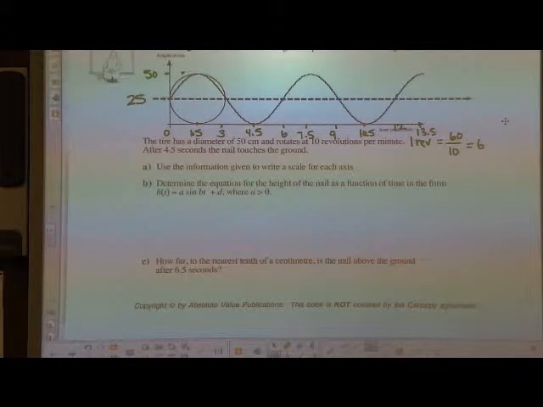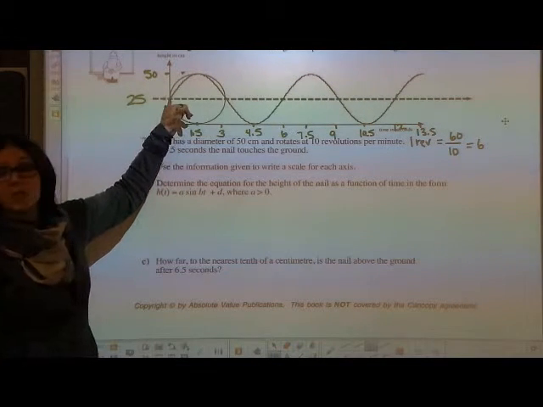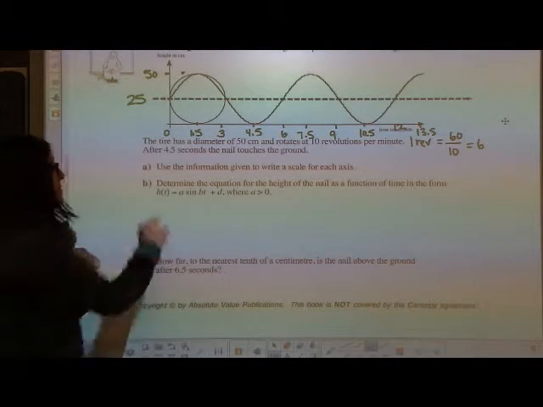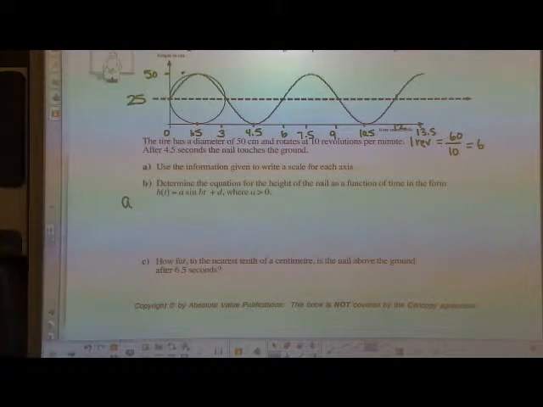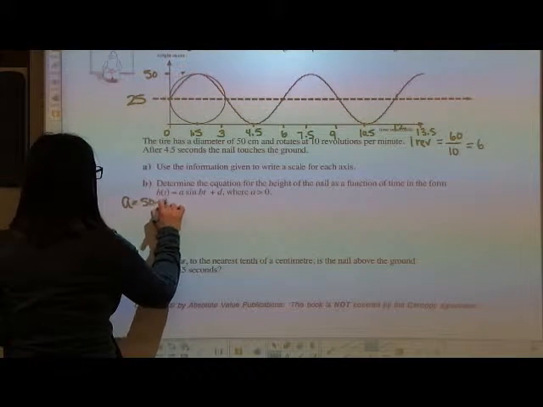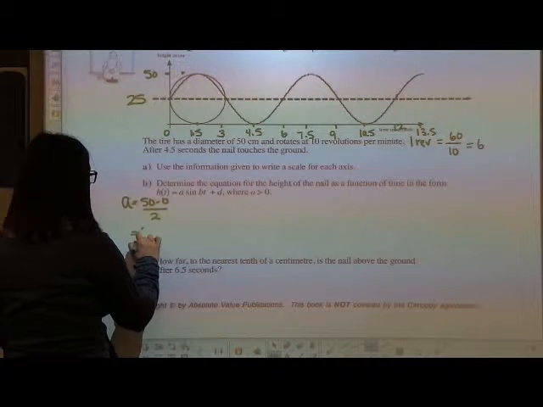So now if I was to use this information to determine the equation for the height of the nail as a function of the time, where h of t equals a sine bt plus d, I need to determine the values for a, b, and d. I don't need a c because there is no phase shift. So again, how do I calculate the value of a? Max minus min divided by 2. My max is 50. What's my min? So 50 minus 0 divided by 2 is 25.